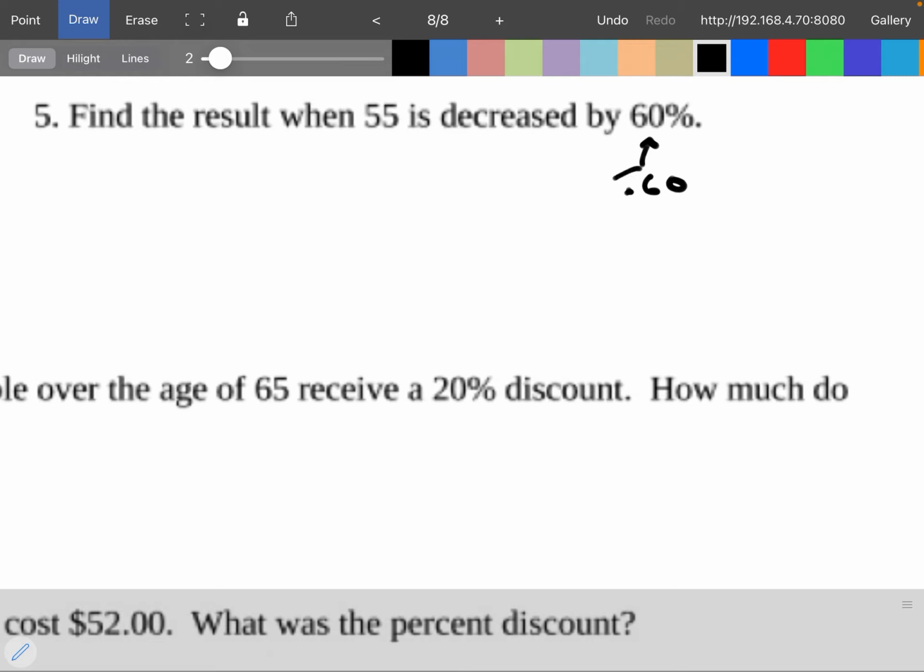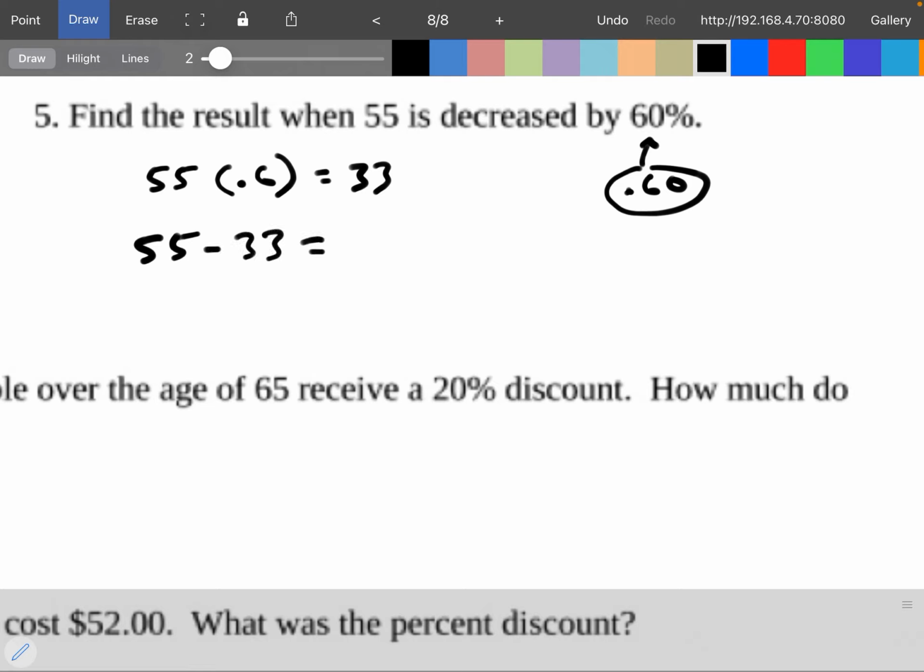All right, this time we got 55 is decreased by 60%. So what's 60% as a decimal? Yep, that's just 0.60 or 0.6. So the first thing we're going to do is find 60% of 55. So we're just going to do 55 times 0.6. Yep, that's 33. And then we're just gonna decrease 55 by that amount.